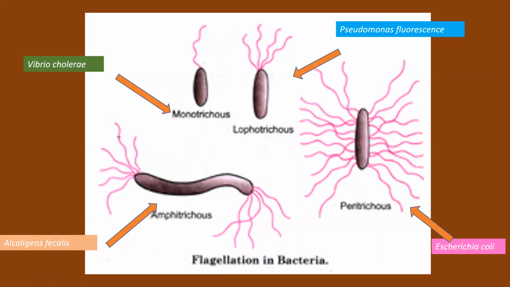It is called lophotrichous. The common example is Pseudomonas fluorescens. If this tuft of flagella remains present on both sides, it is called amphitrichous. The common example is Alcaligenes faecalis. And if the flagella remain throughout the periphery of the bacterial cell, it is called peritrichous. The common example is Escherichia coli.